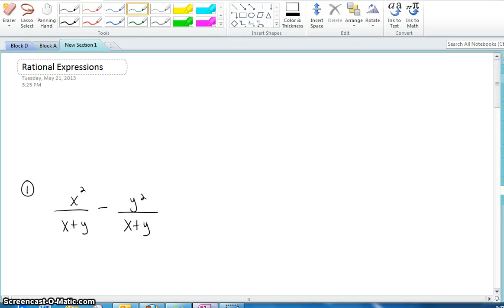A rational expression has a polynomial in the numerator and the denominator. With rational expressions, you can add, you can subtract, you can multiply, or you could divide. It's important to keep in mind that when I'm dealing with fractions and I'm adding or subtracting, I need a common denominator. When I multiply or divide, I do not need a common denominator.